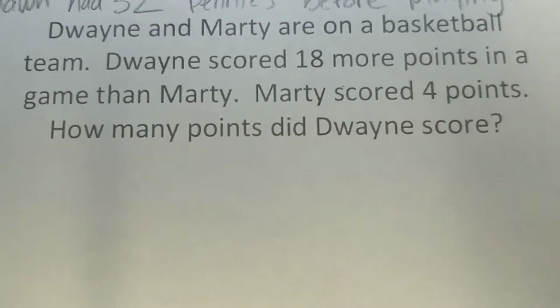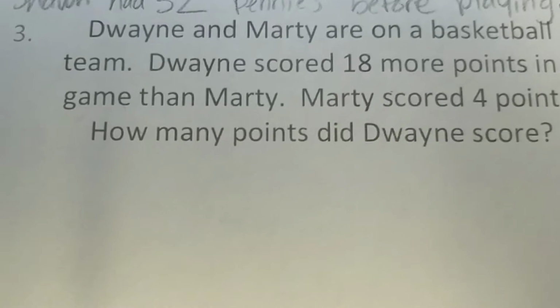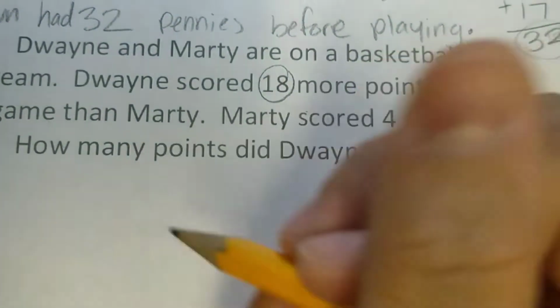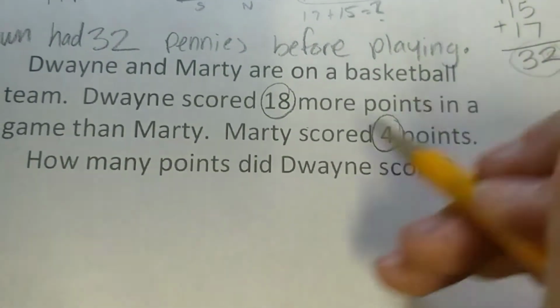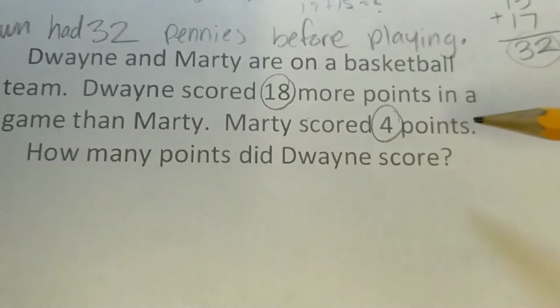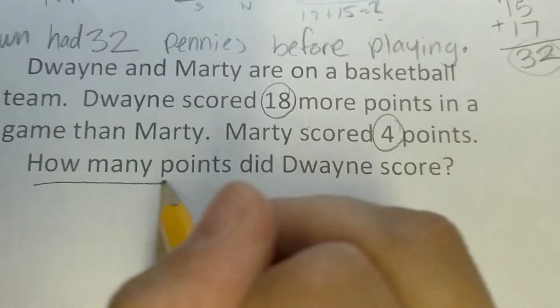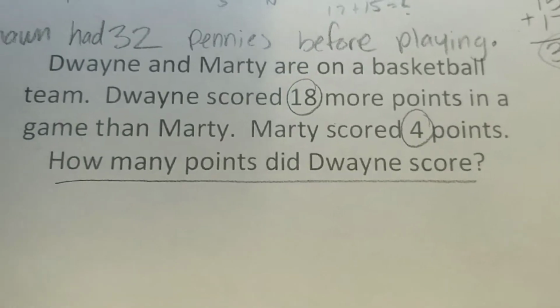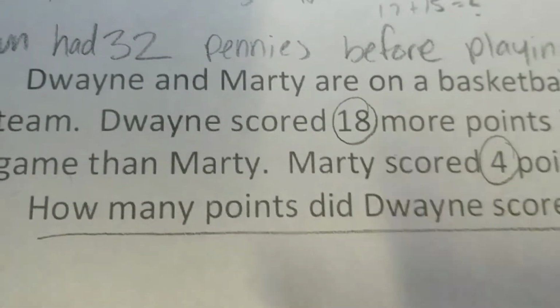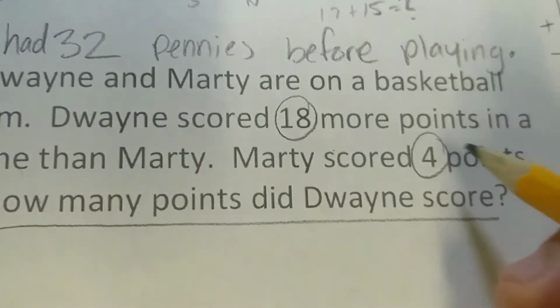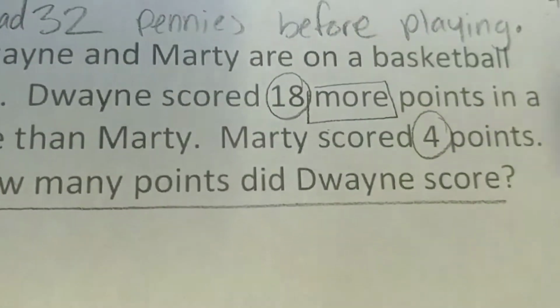Alright, welcome back. So we're going to solve our problem, but again, before we do that, CUBE strategy. Ready? Alright, 18, 4. Okay, that's all our numbers there. And then we have to underline the question. How many points did Dwayne score? Now we need to go ahead and box our math action words. So he scored more points.